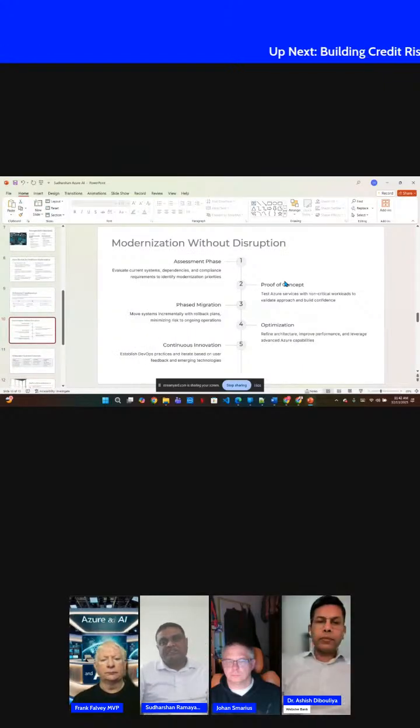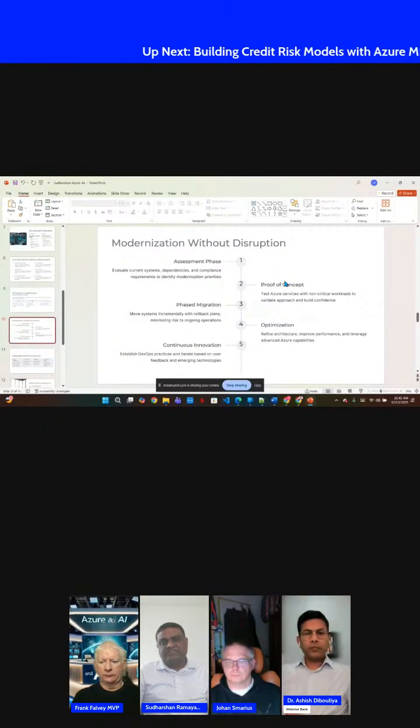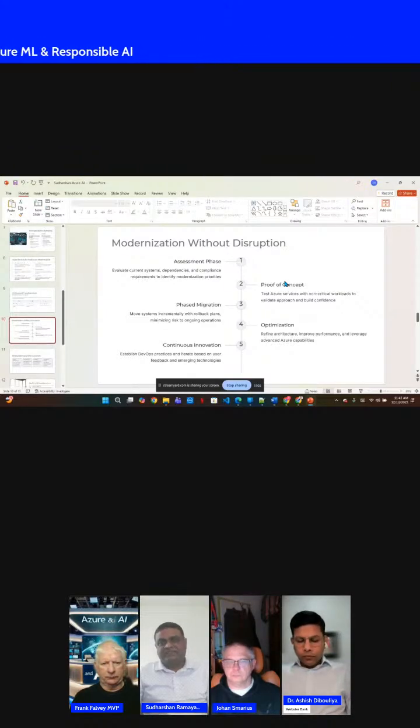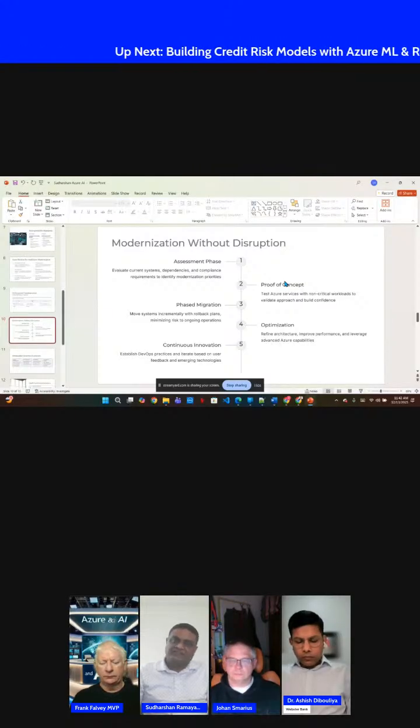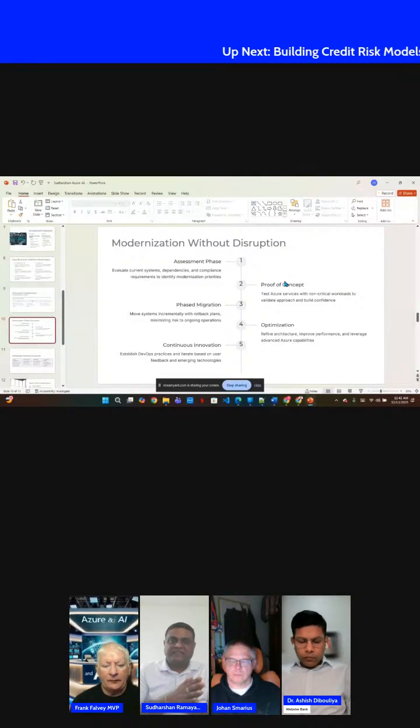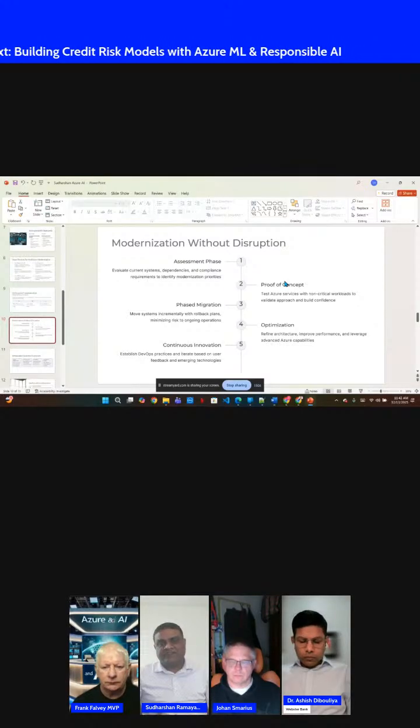So, modernization without disruption is the primary goal of this migration, because we don't want to disrupt the existing functionality or existing business. That's why there are 5 different phases I've nailed down here. The first one is the assessment phase. First we need to assess and evaluate the current system, the major dependencies, the key items, and the compliance requirements to identify modernization priorities.